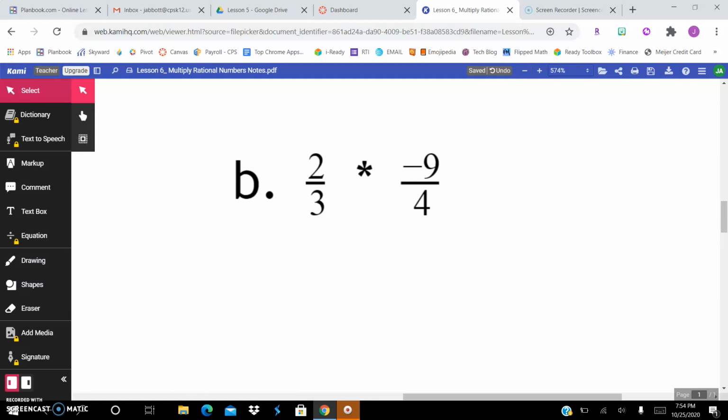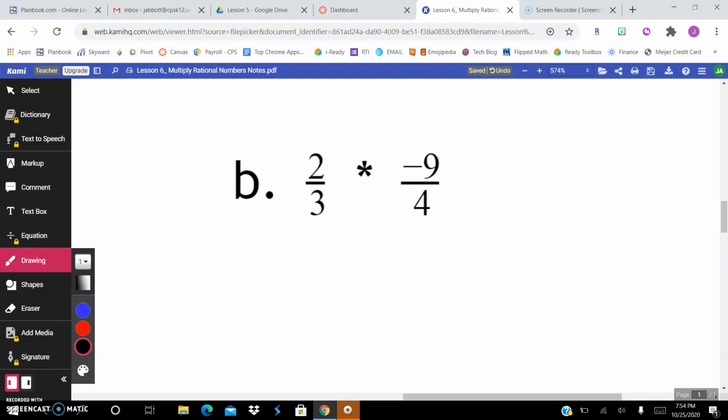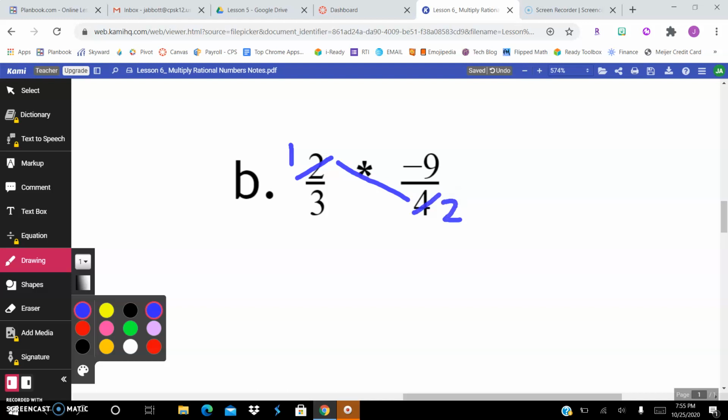For part B, we have 2 fractions here, 2/3 times negative 9/4. So again, I'm going to look to see if I can reduce before I multiply. So on an angle, I have 2 and 4, so I can cut those in half. And then on the other angle, I have 3 and 9, or negative 9. And I can divide both of those numbers by a 3.